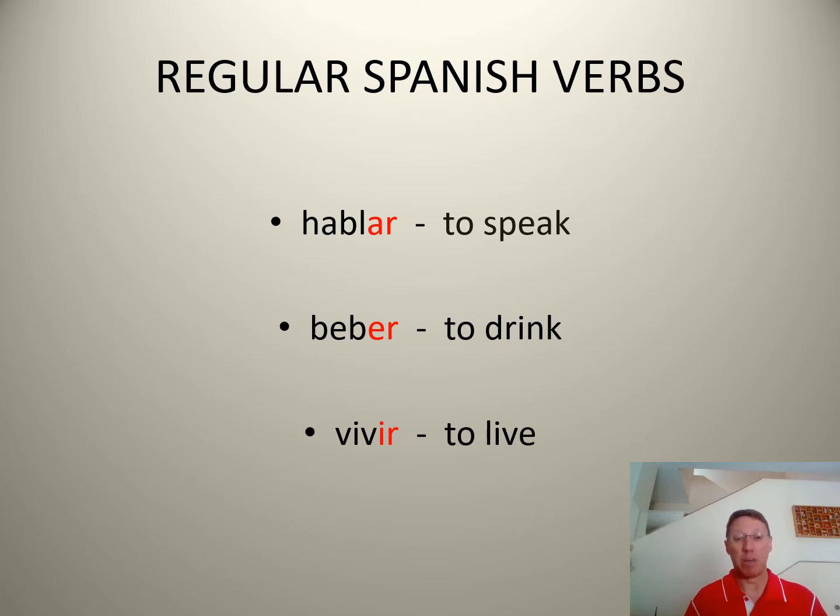As an AR example, I've taken hablar, to speak. Notice the H is not pronounced in Spanish as it is in English, so it's hablar, not hablar. Beber will be the ER verb we'll look at. Beber means to drink, and vivir will be the verb that we'll look at as an IR example, and vivir means to live. Notice we don't say vivir because the V in Spanish is a soft V, pronounced somewhere between a B and a V in English. So it's vivir, not vivir.